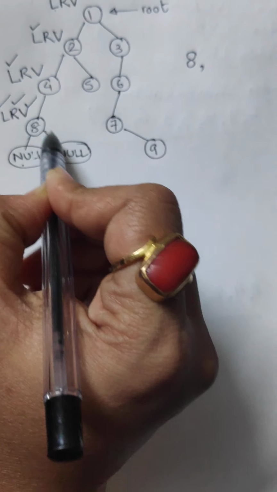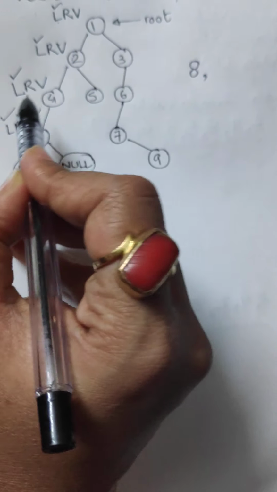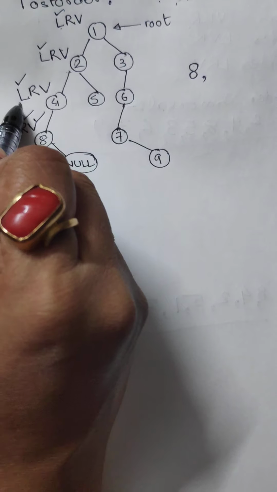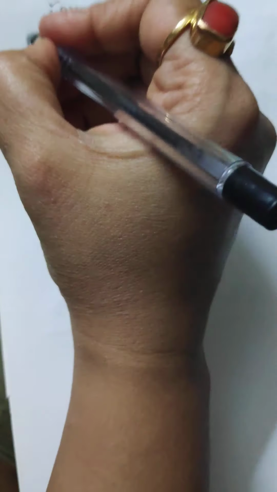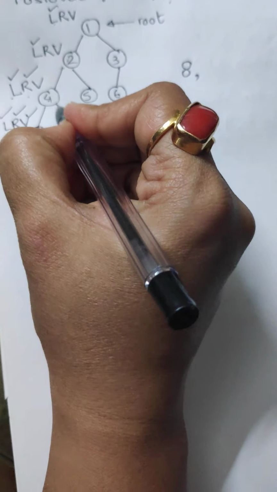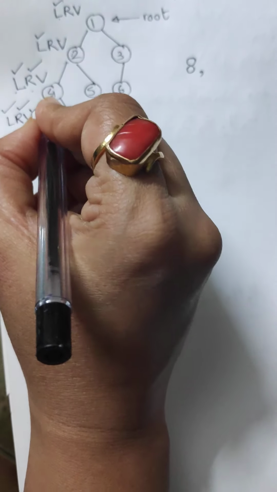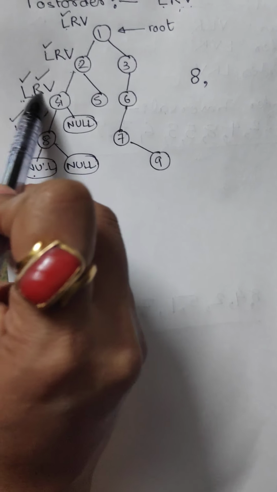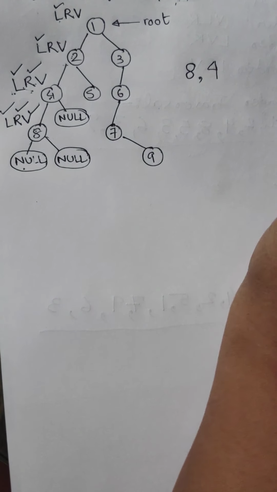After you are done with 8, you go back to 4. We were working on the left hand side of 4. Once the left hand side of 4 is done, you go to the right hand side. Right hand side of 4 is null. So you come back to 4. Since left and right both are done, you visit 4. That means you display the value of 4.